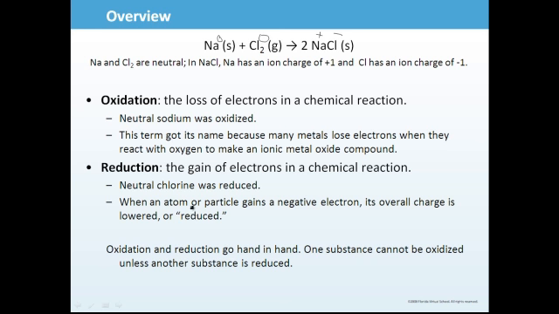Now, important to know, in this reaction we had both, right? We had sodium being oxidized, chlorine being reduced. You have to have both together. You cannot have one substance being oxidized and nothing else happening. You always will have one being oxidized and one being reduced. We live in an electrically neutral world, so if there's going to be a loss of electrons someplace, there has to be a gain of an electron someplace else. So they do happen together.